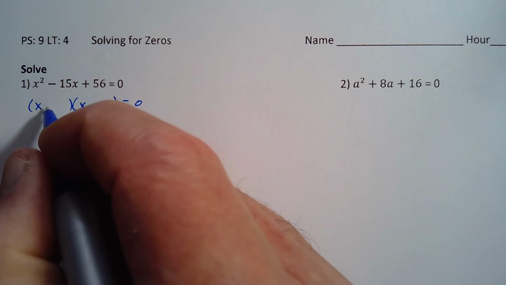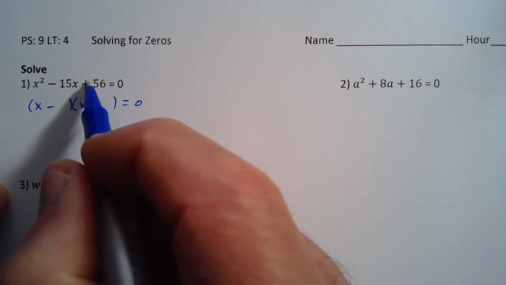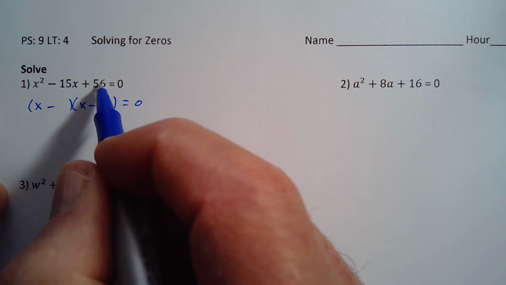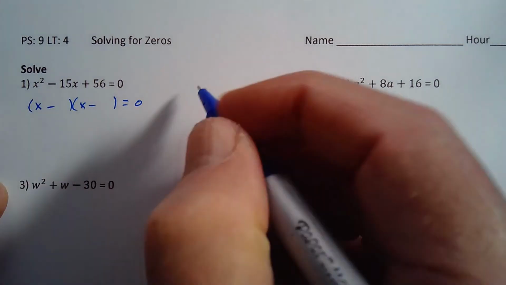I know they're both going to be minus signs in my binomials because this last term is positive. That means they're both the same sign. And then whatever the middle sign is, that's what they're the same sign of. So I've got two negatives in here.